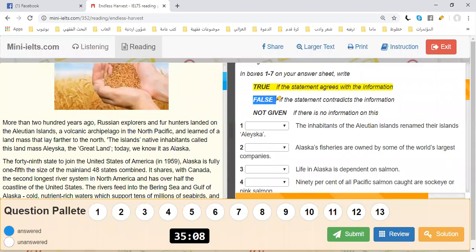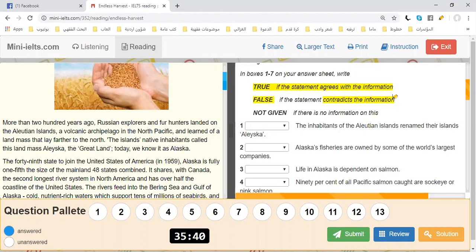What about false? Well, if the statement contradicts, if it's 100% the opposite of what is stated in the passage, then the answer should be false. If it's opposite, meaning in Arabic, just to be clear: if the information is identical, it is true. If the information is the opposite, it is false. Okay? Because there are a lot of students mixing between false and not given, especially false and not given.